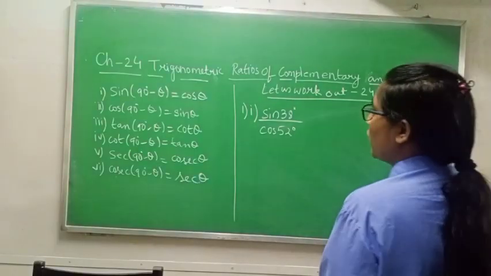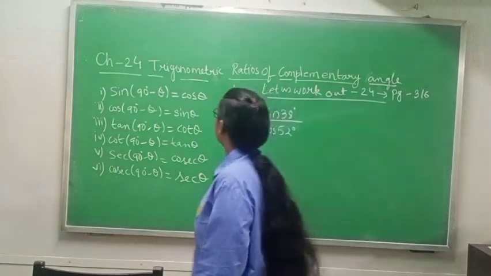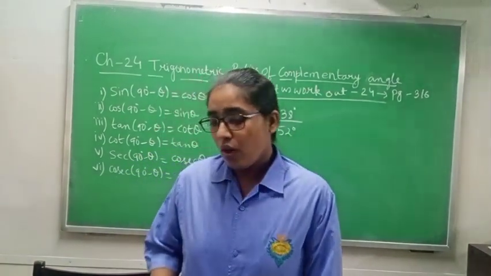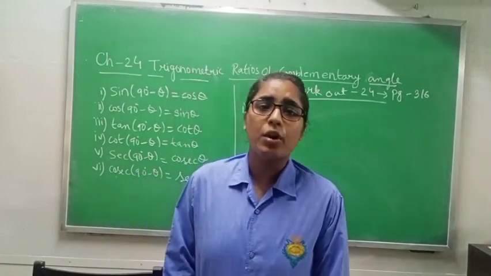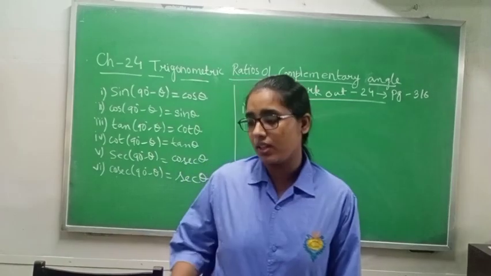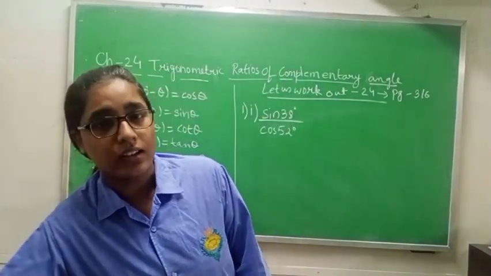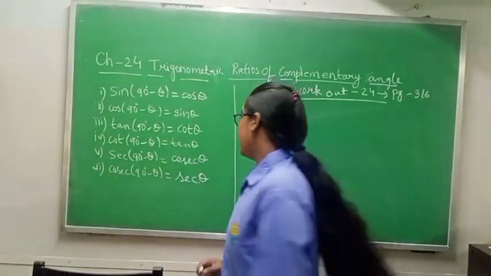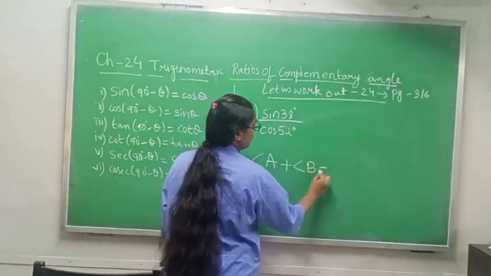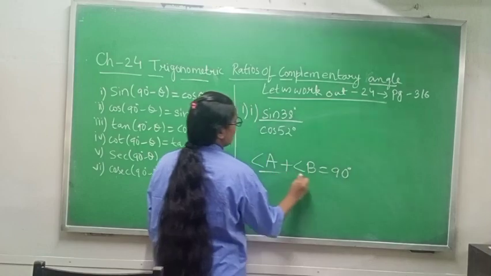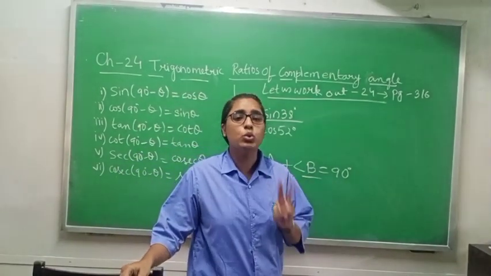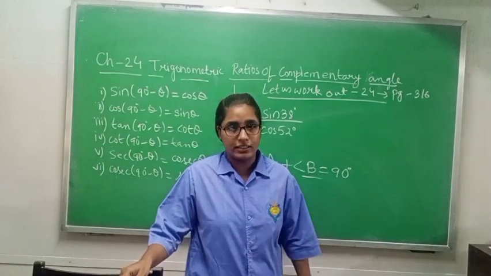Class 10, today I am going to start chapter 24, trigonometric ratio of complementary angle. So what is complementary angle? When the sum of two angles is 90 degrees, then you will say it is a complementary angle. Suppose that angle A plus angle B equals 90 degrees. This is nothing but complementary angles. Complementary means the sum of two angles will be 90 degrees.